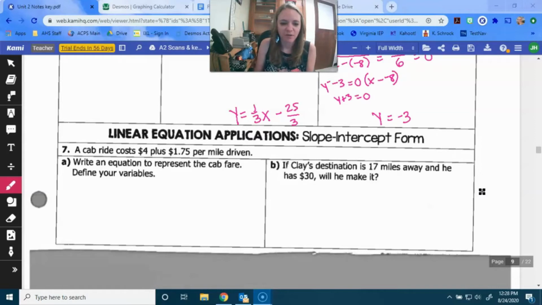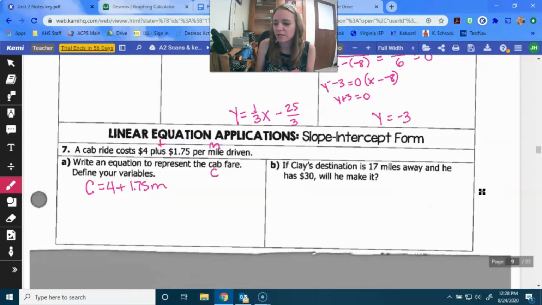So cab fare will be our C. And then we know that $1.75 per mile, so we would have to multiply that by how many miles we have. So mile will be our M. So it's $4 plus this. Okay, so this should be a fairly simple one. C, the ride will start at $4. And you'll add $1.75 per mile, so times M, times each of my miles.